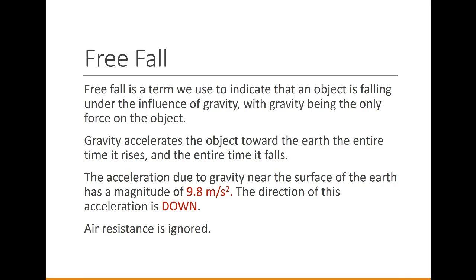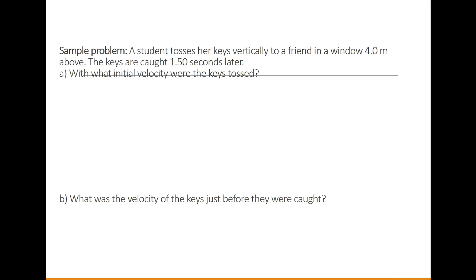Now it turns out that free fall can also refer to when an object is moving upwards, but we'll get to that later. So gravity is going to accelerate the object the entire time it's in its flight, and near the surface of the Earth, we're going to say that the acceleration due to gravity has a magnitude of 9.8 meters per second squared, and the direction is down. For now, we're going to ignore air resistance, and in a little while, when we do forces, we will consider a couple of different types of air resistance and look at how that affects our motion. And we're just going to do a couple of example problems, and that's pretty much it.